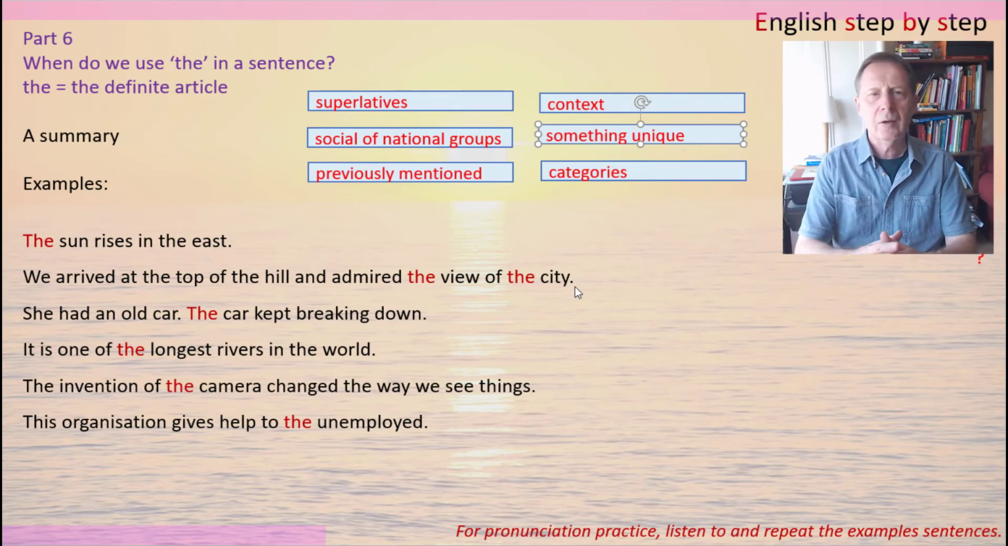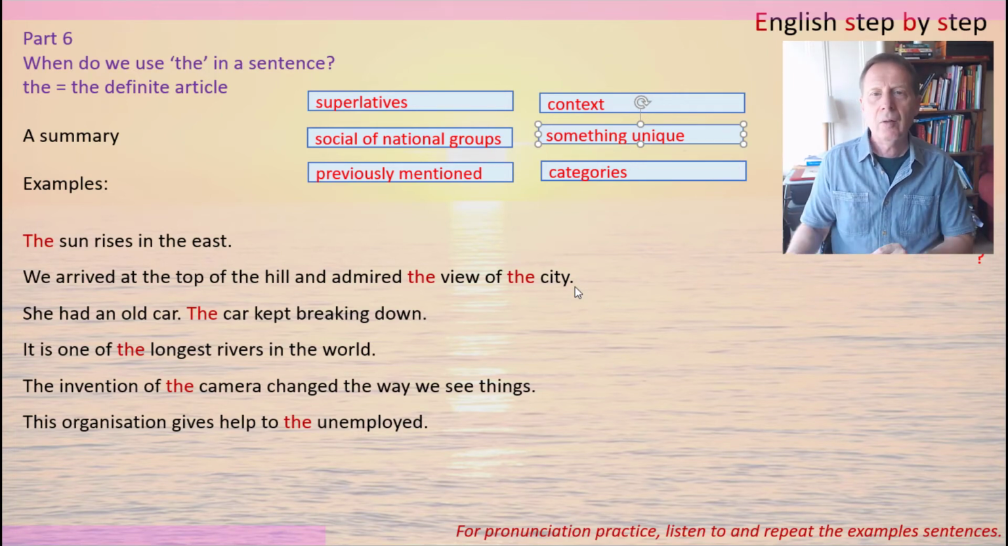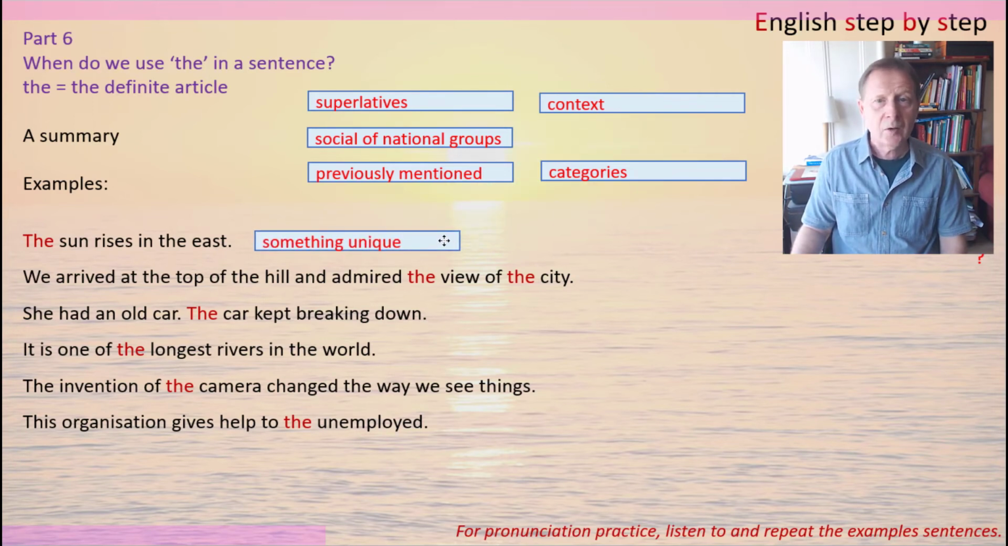So now let's look at a summary of all the contexts in which we use the definite article the. Example number 1. The sun rises in the east. Well, in this case, we're talking about something unique, the sun. Normally, there is only one sun we're talking about, so that's unique.